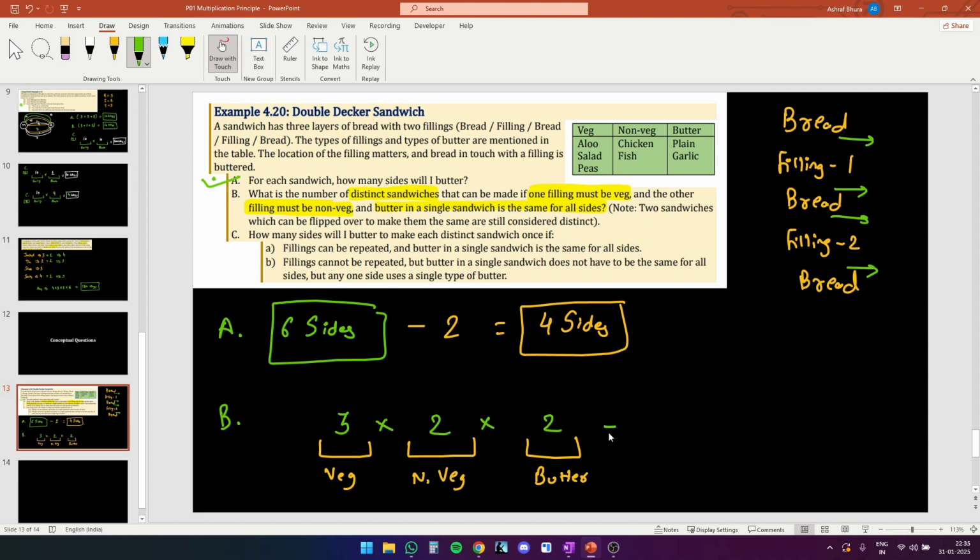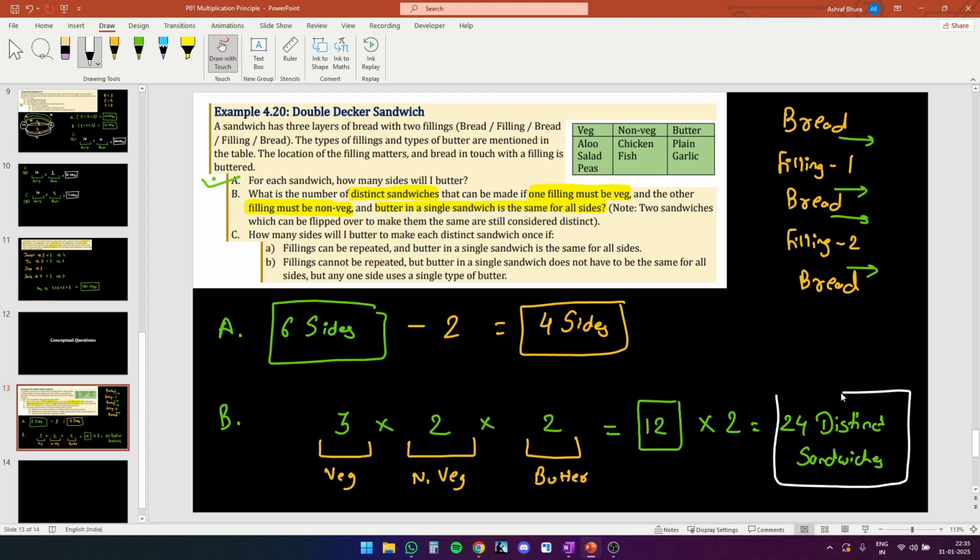So this becomes 3 times 2 is 6, 6 times 2 is 12 types. Okay. Now it is possible that filling 1 is veg and filling 2 is non-veg, or filling 2 is non-veg and filling 1 is veg. So can I say I will multiply it by 2 and it becomes 24 distinct sandwiches. We are considering that either non-veg can be on the first filling or veg can be on the first filling. So that makes our total choices as 24.